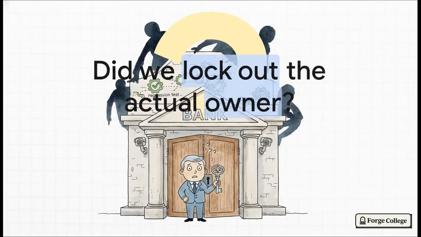Which brings us to a very funny but unfortunately very common question in smart contract development. Did we lock out the actual owner? It is so incredibly easy to get overzealous with your new security guards and accidentally lock the front doors permanently. Regression tests ensure that the bank manager can still actually enter the bank. Remember, we want to stop the attackers, not the entire business.